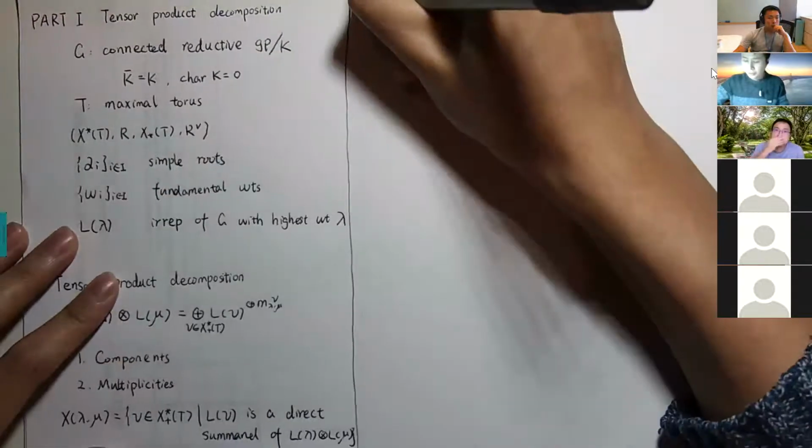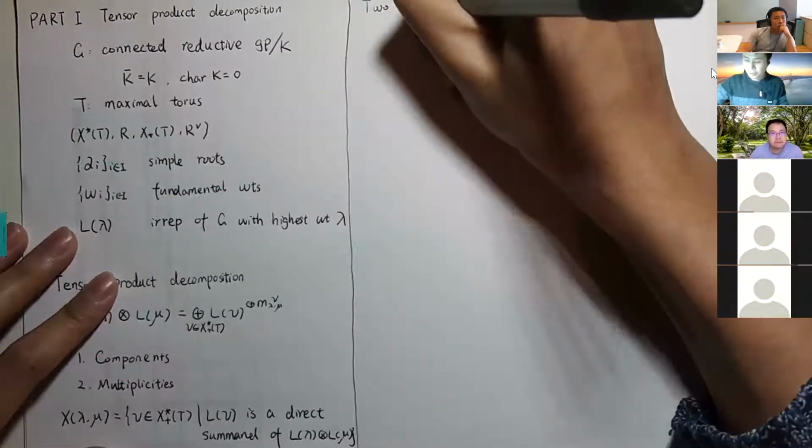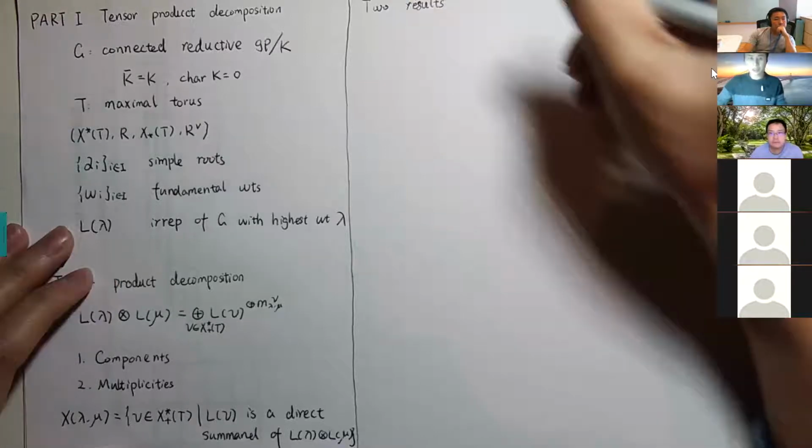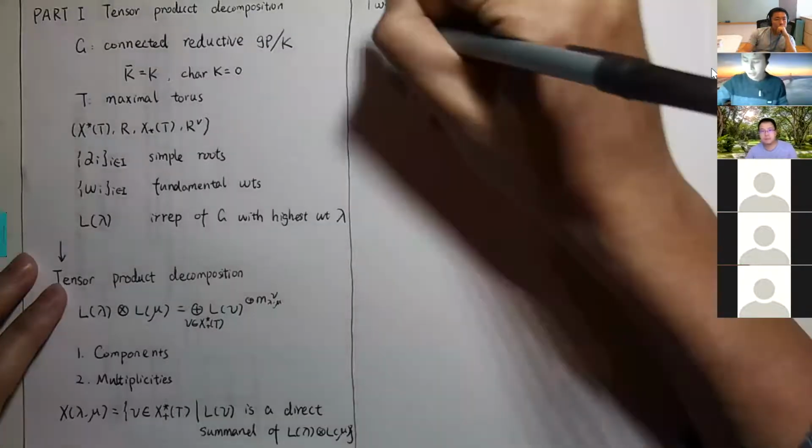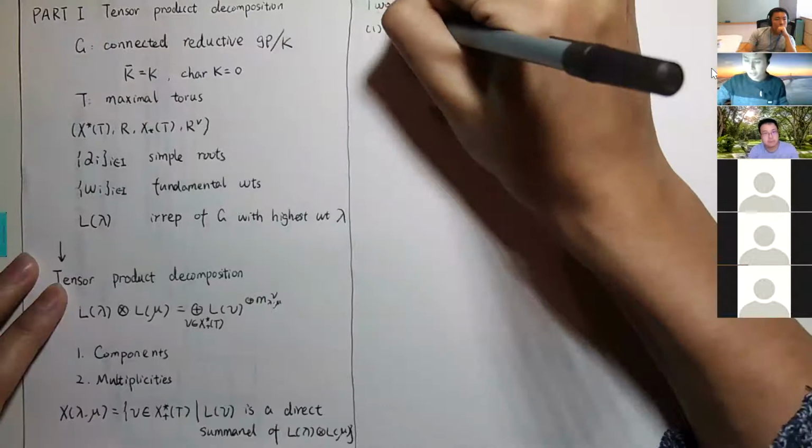So there are two important results on this tensor product decomposition, on these components. The first one is the PRV conjecture.